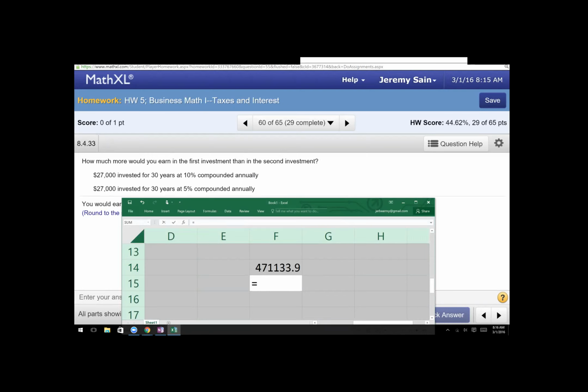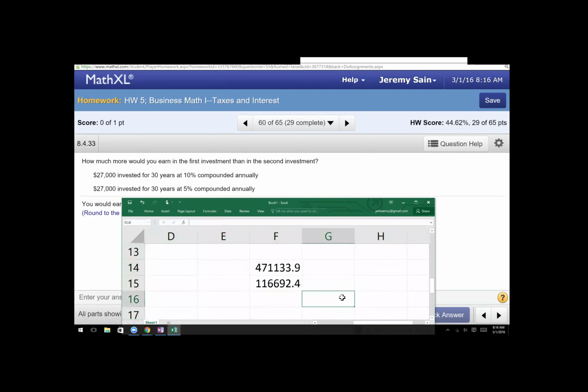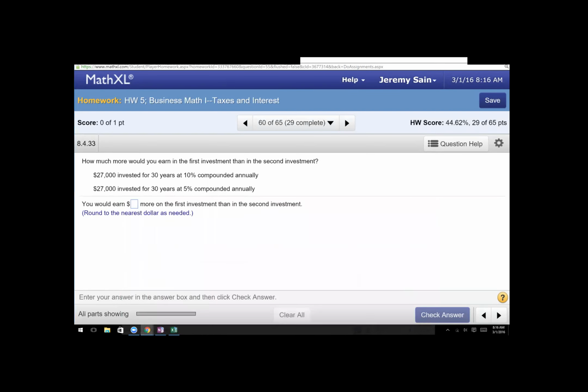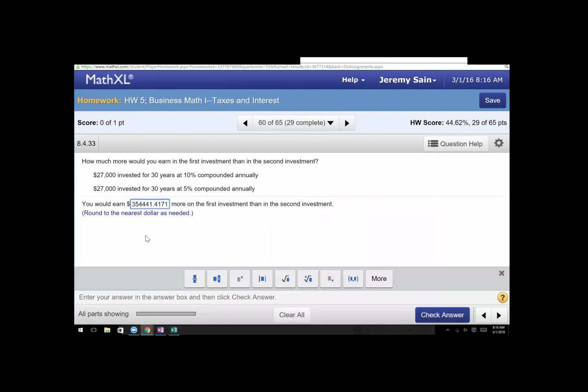The other one, same thing, 27,000, 1 plus 0.05 now, still divided by 1, so I'm going to leave it out. The 30. Second one, you would earn $116,000. And so how much more would you earn? $341,000. And it does say round to the nearest dollar.